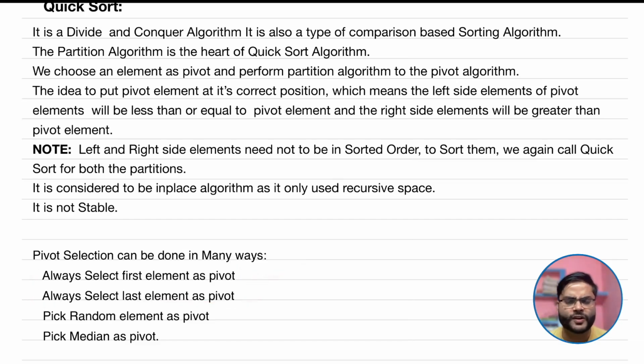The quicksort code will be the same, but the partition algorithm will change. The partition algorithm will work according to the pivot selection. So let's see, if we select the first element as pivot, how we can do the partition algorithm. So first start with the first element as pivot. Let's take an example.